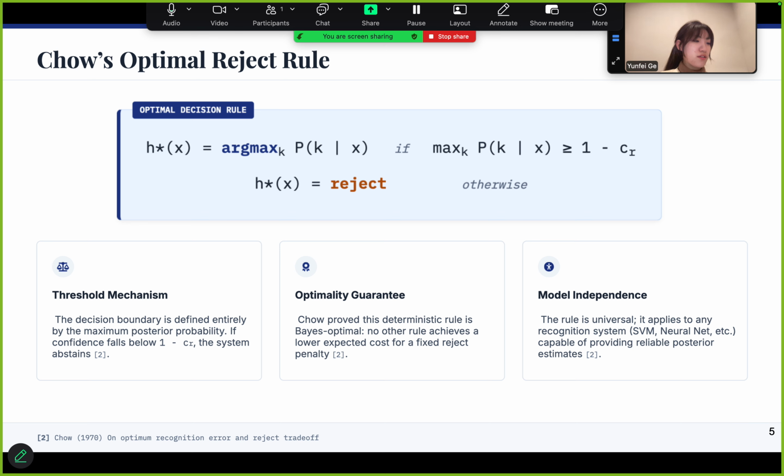Hellman extended this to nearest neighbor classifiers in the same year, using local class distribution among neighbors as a proxy for the posterior. The key point from Hellman is that rejection is a property of the decision problem, not of any specific model family. Any classifier that gives you a confidence measure can be equipped with a reject option. The one requirement is reliable posteriors, and that requirement is exactly where things get complicated in practice.